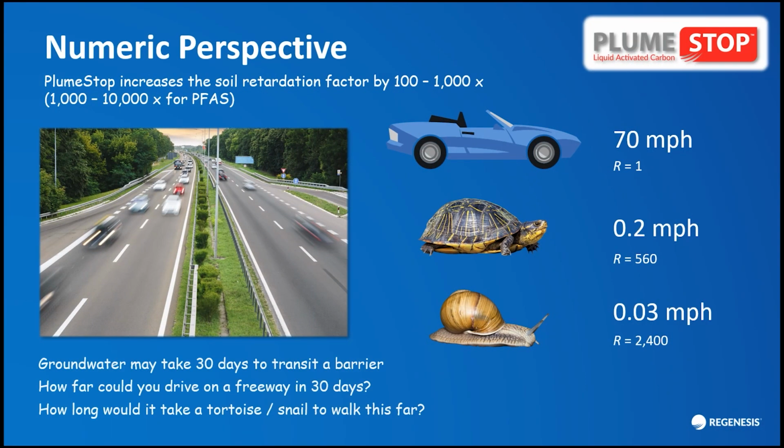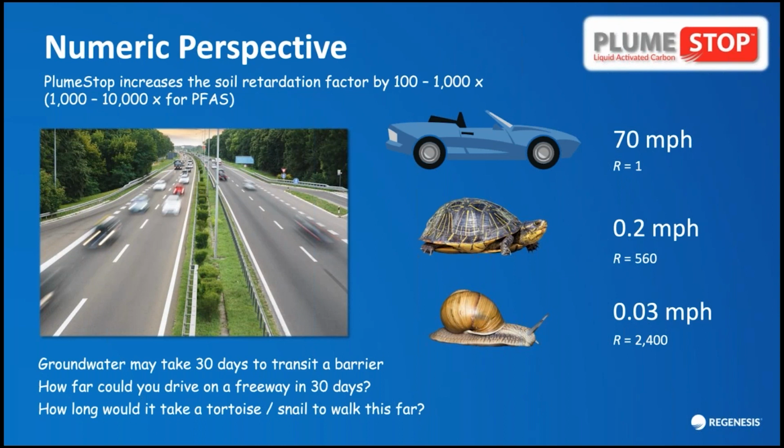So let's say that it takes groundwater 30 days to transit a PlumeStop barrier. This is, by definition, a retardation factor of 1, i.e. the groundwater velocity. A 30-day transit would be a 12-foot barrier, say, that's 12 feet parallel to flow, that is, and 150 feet per year groundwater seepage velocity.